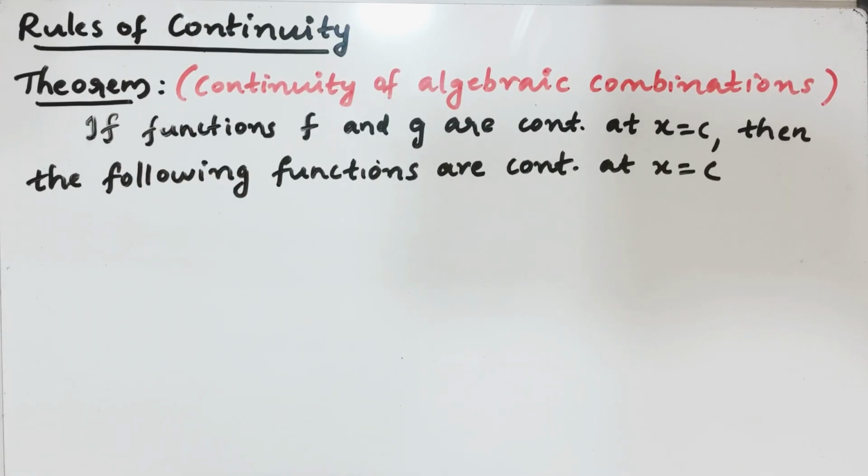Rules of continuity. As we have seen in the case of a limit, sum rule, difference rule, product rule, constant multiple rule, quotient rule and power rule hold for continuous functions also. We can see the first theorem, continuity of algebraic combinations. It says that if we have two functions f and g that are continuous at x equal to c, then the sum, difference, product, constant multiple, quotient and power of these functions will also be continuous at x equal to c.